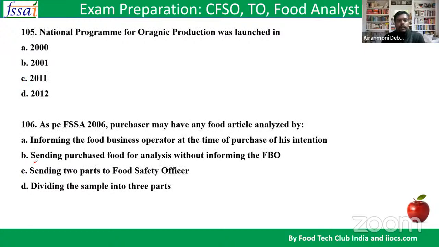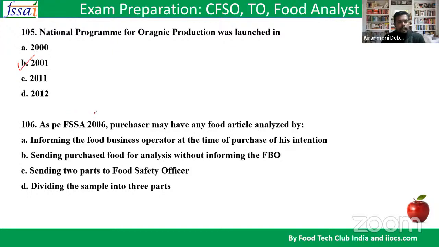National Program for Organic Production was launched in 2000, 2001, 2011, 2012. हमने एनपीओपी पिछले क्लास में पढ़ा था, एनपीओपी का फुल फॉर्म, but now the question is the launching year when it has been established or launched. नहीं पता. The answer is 2001. Okay, NPOP was launched in 2001.